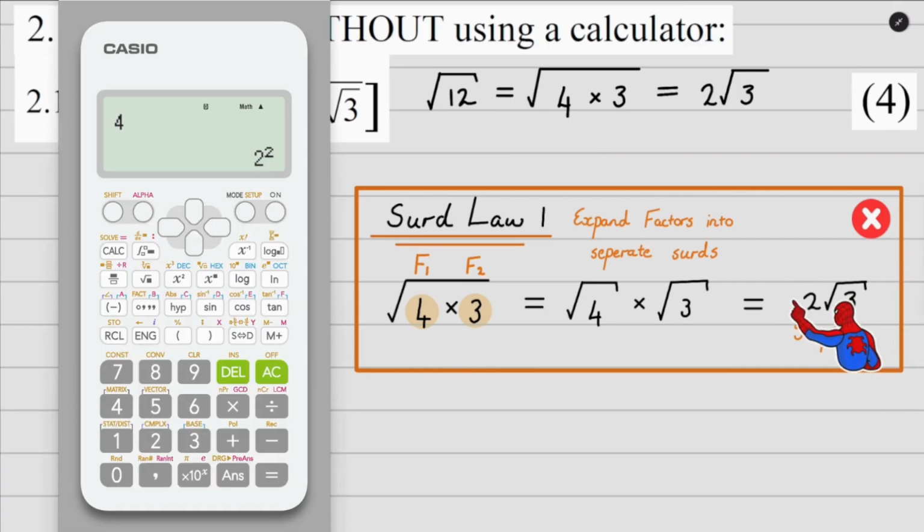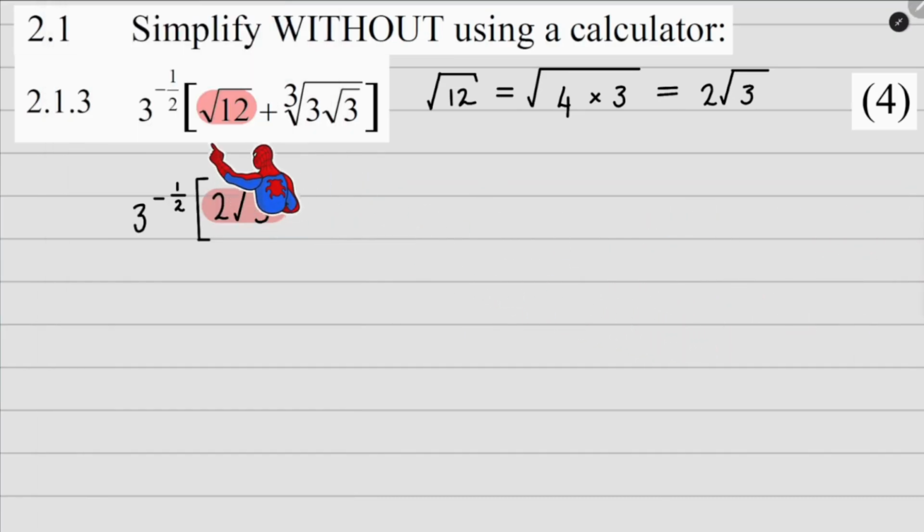And you want to get comfortable enough to do that all in one step. Okay, don't tell anyone I told you, but your calculator can do this for you. Square root of 12 gives 2 root 3 there. So we convert the root 12 to 2 root 3.